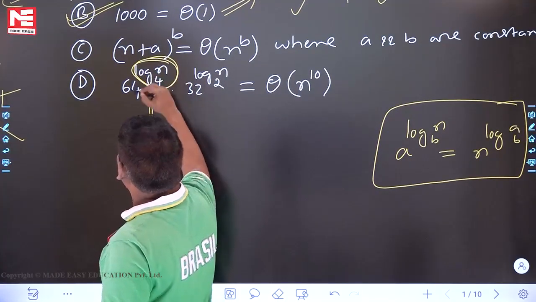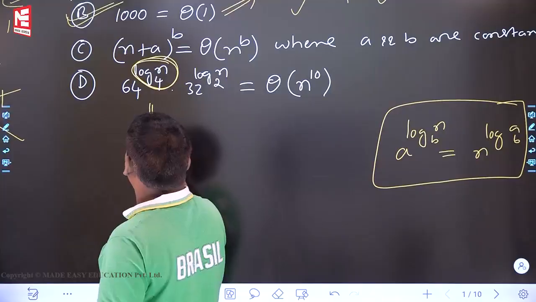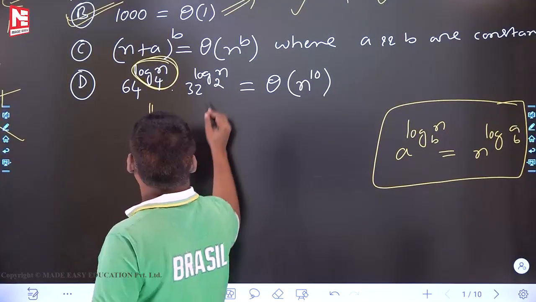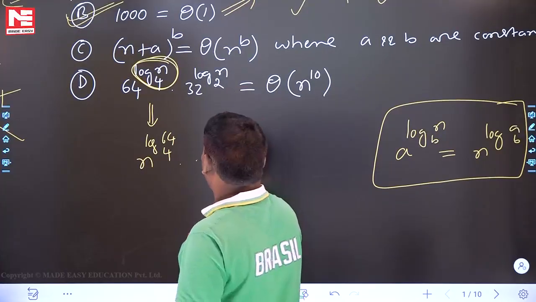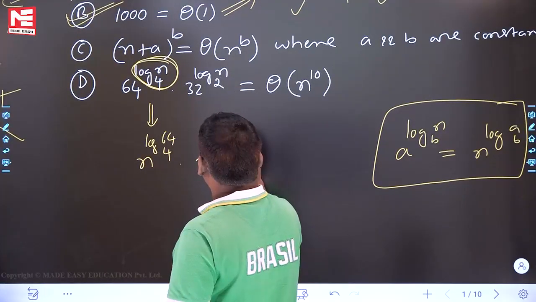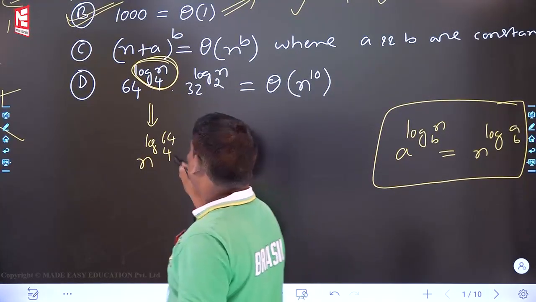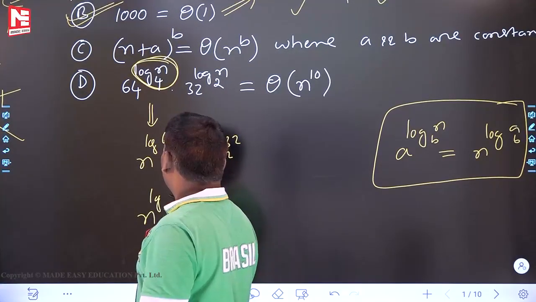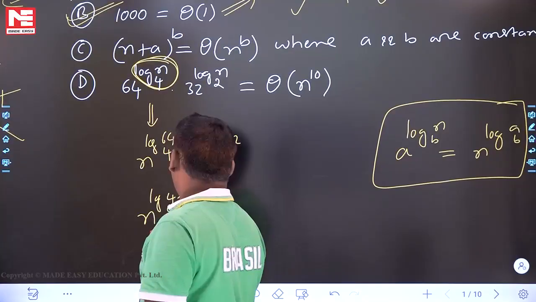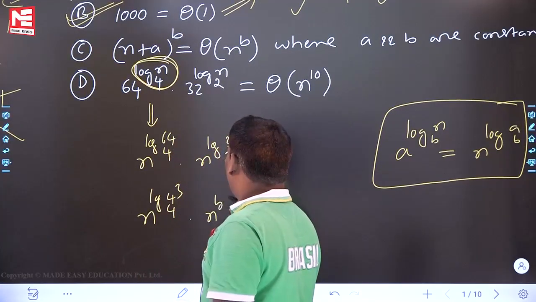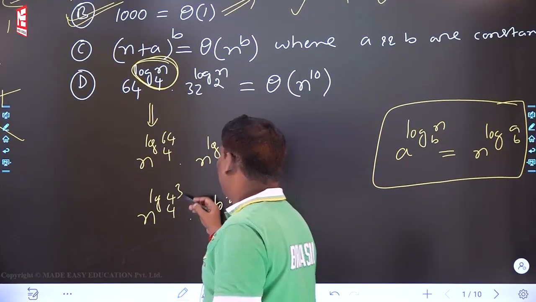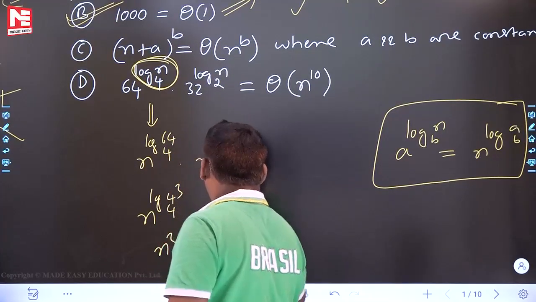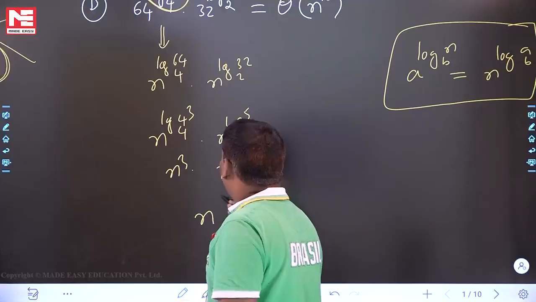So what is the answer? N will come down, 64 will go up. N power log 64 base 4, and in the other term also there is a log in the power: n power log 32 base 2. 64 can be written as 4 cube, so n power log 4 cube base 4. Next one, n power log 2 power 5 base 2. What is the answer? N cube. It goes to n power 5. Both combined, n power 8.